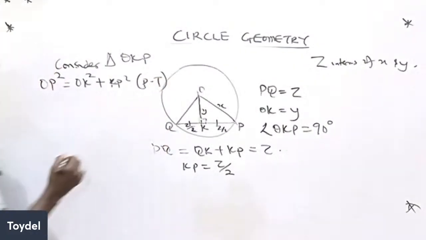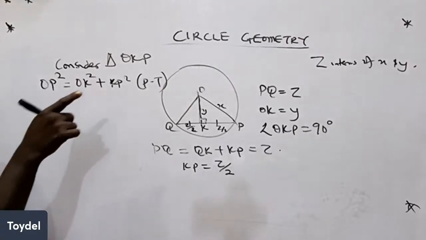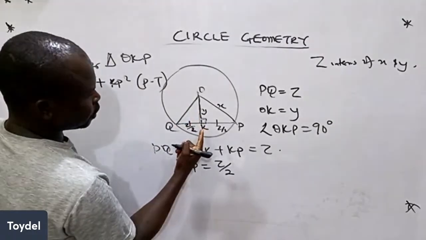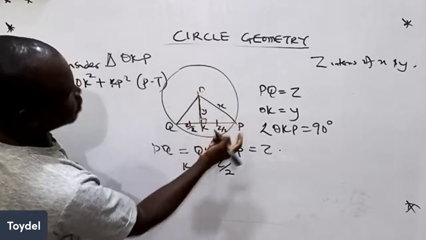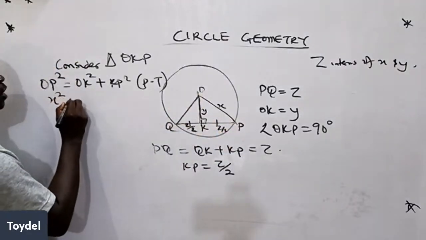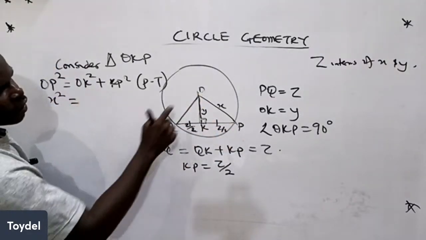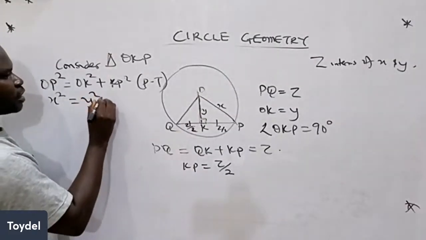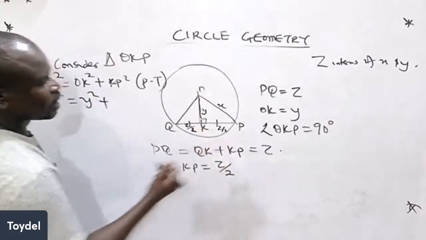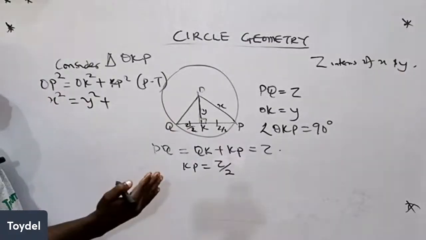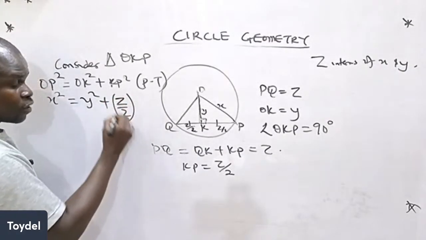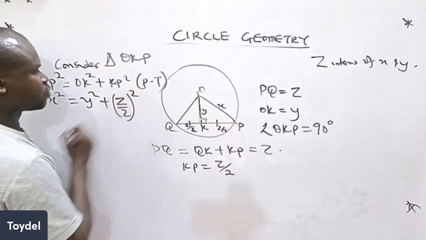Pythagoras theorem. We want to write Z in terms of X and Y. What is OP? OP is the radius, which is X. This is X squared, is equal to, what is OK? OK is the distance from the center to the chord. That is Y squared, plus, then what is KP? KP is just half of the chord. The chord is Z, so half will be Z all over 2, all squared.